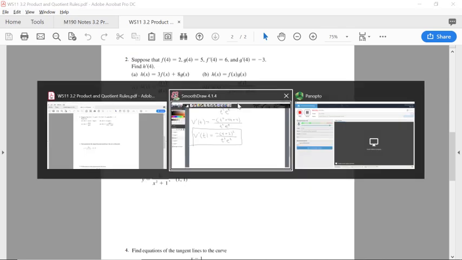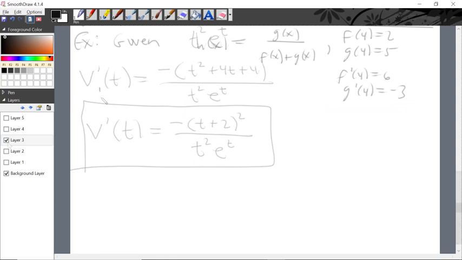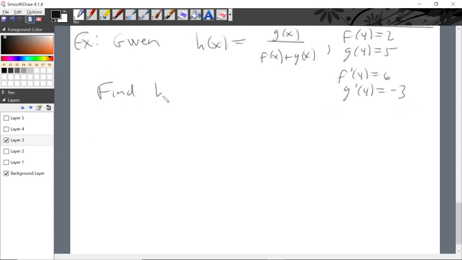Okay, let's try 2D then. Find h prime of 4. Big picture here, we're looking at a quotient. h of x is a quotient. So we'll find h prime of x by use of the quotient rule. So h of x is a quotient.